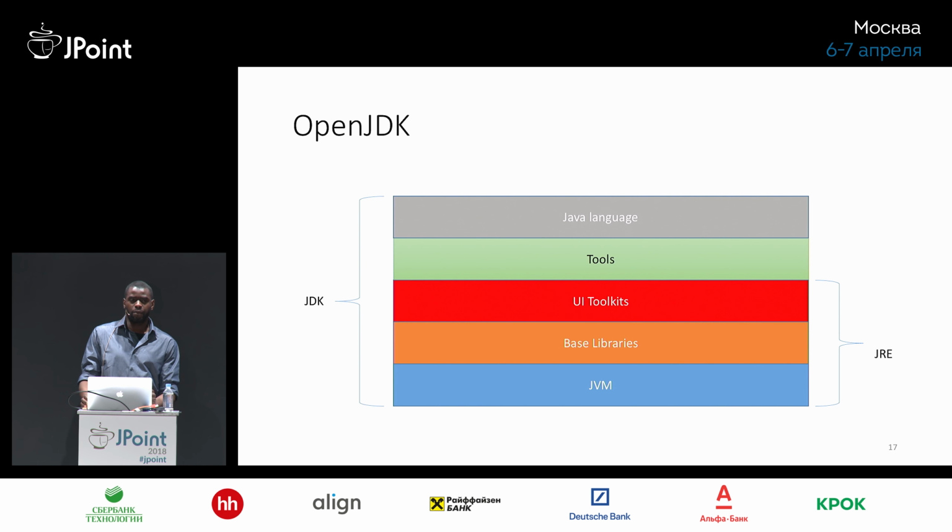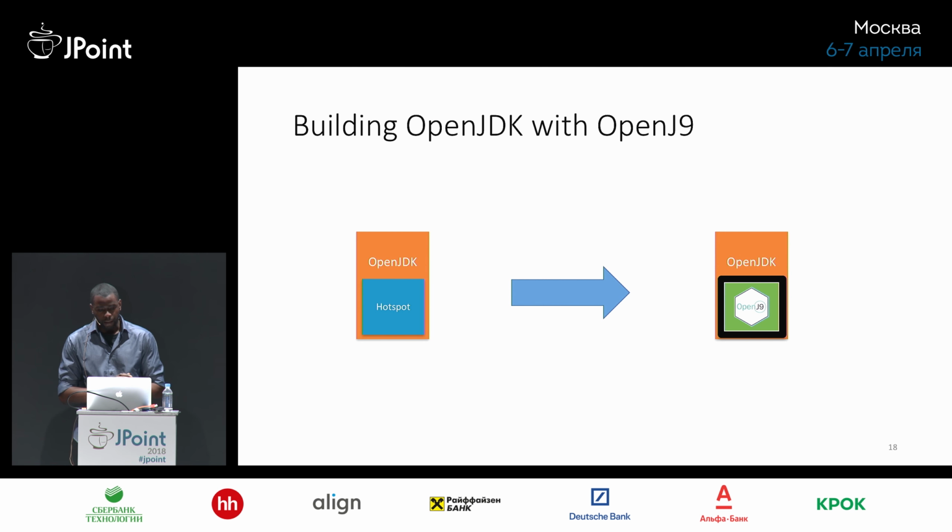The default JVM that comes with OpenJDK is Hotspot. OpenJ9 offers an alternative JVM that you can also use as part of an OpenJDK binary. So how does this work? The idea is basically to take out Hotspot from OpenJDK and replace it with the OpenJ9 JVM. This picture simplifies things a bit, as there are places where the two VMs don't cleanly map over each other.